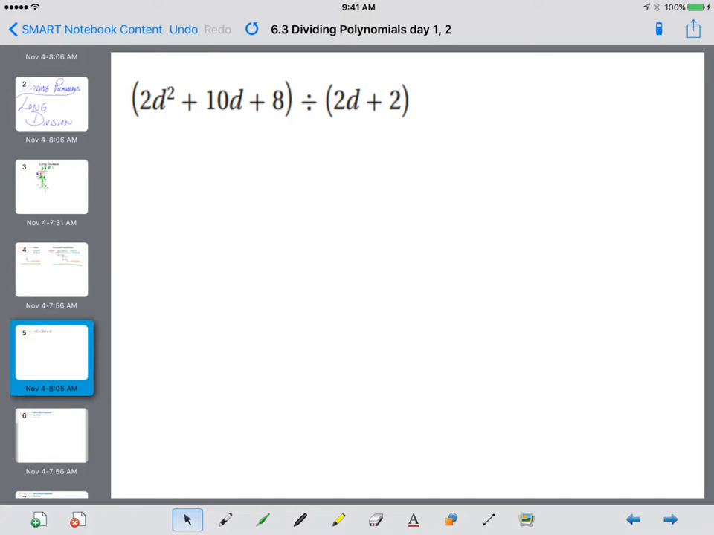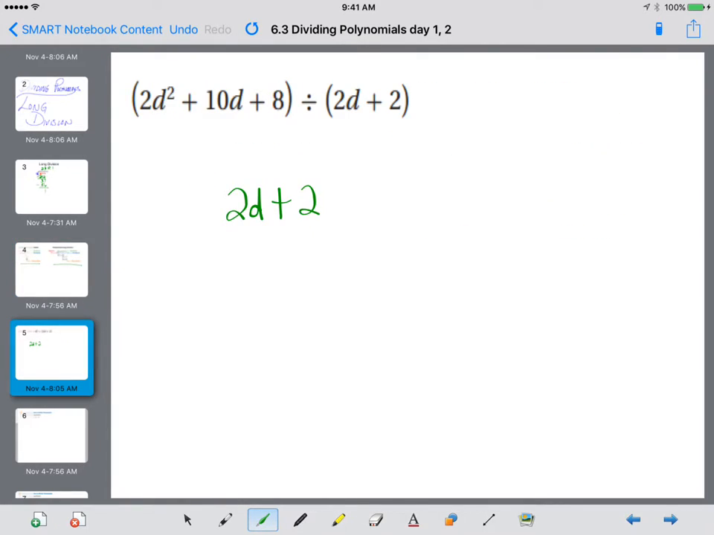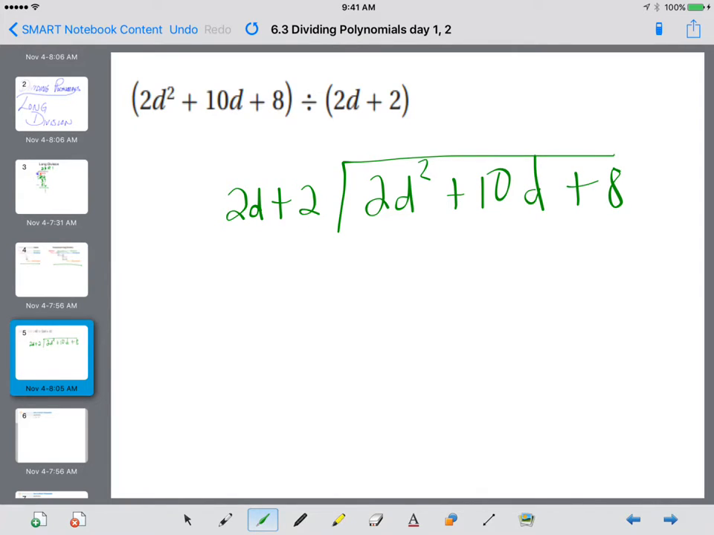So let's start by doing 2d to the second power plus 10d plus 8 divided by 2d plus 2. Here's what this looks like. So our 2d plus 2 is our divisor. It goes on the outside. And our dividend is 2d to the second power plus 10d plus 8. I'm going to try to do my best to color code this.